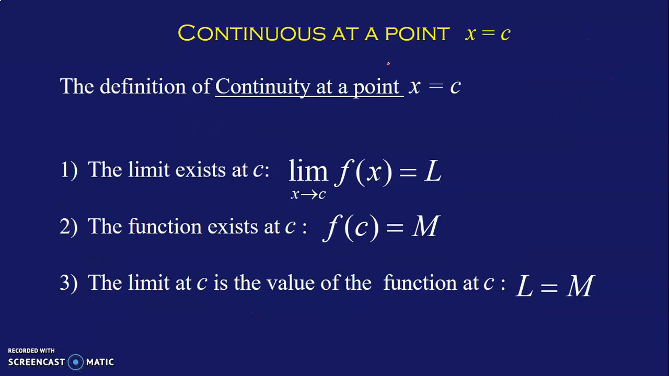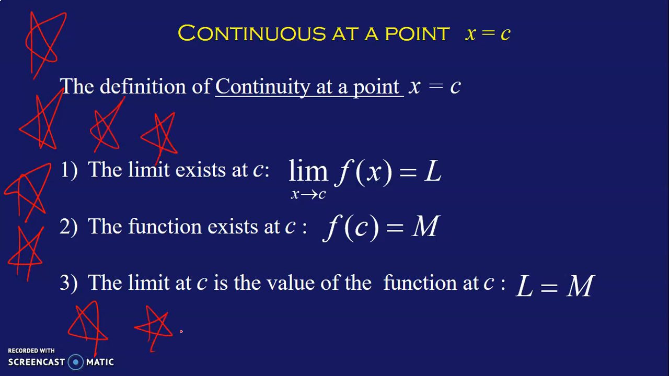All right, now if we talk about the actual calculus definition of continuity, this is the part that you want to make sure you get in your notes. If you don't write down very much, make sure this part gets into your notes. In order for a function to be continuous at a point, x equals c, then 3 things need to be true. Number 1, the limit needs to exist. Number 2, the function needs to exist. And then number 3, the limit and the value of the function are equal to each other. So the limit is the value of the function at c.